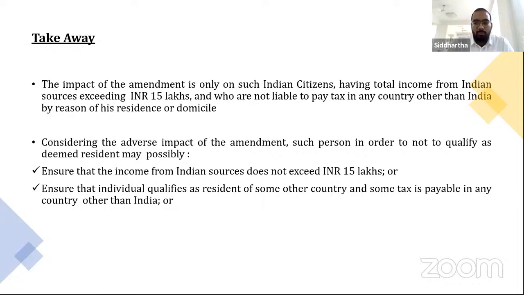So the key takeaway from this amendment is, if you are an Indian citizen and your income from Indian source is exceeding 15 lakh, and you are not a resident of any country by reason of domicile or stay in that country, then you become a deemed resident in India, and you will be treated as a non-ordinary resident in this case. So in order to avoid this situation, either you should have income less than 15 lakh from Indian source, or you should become a resident of any other country.